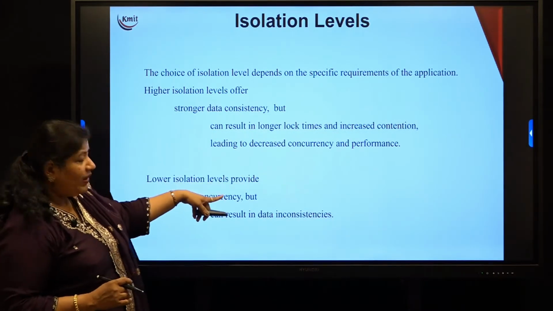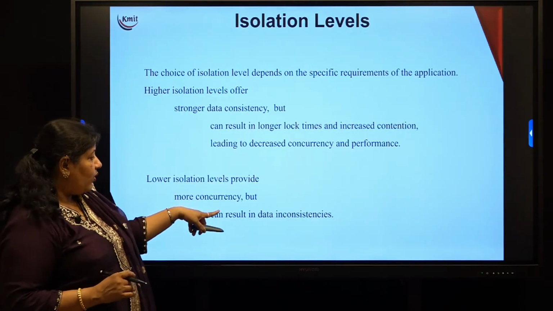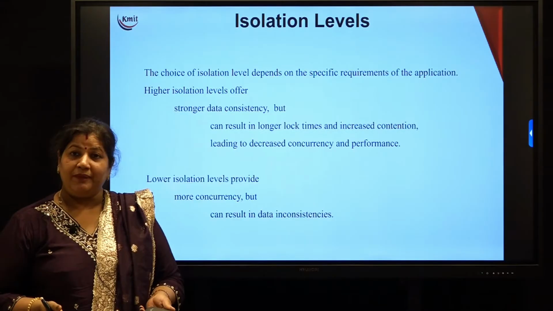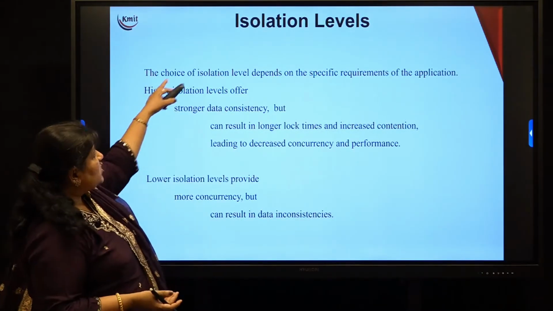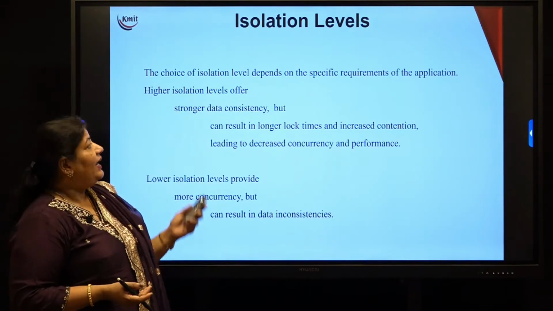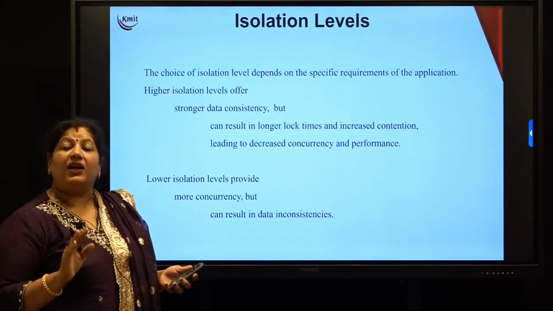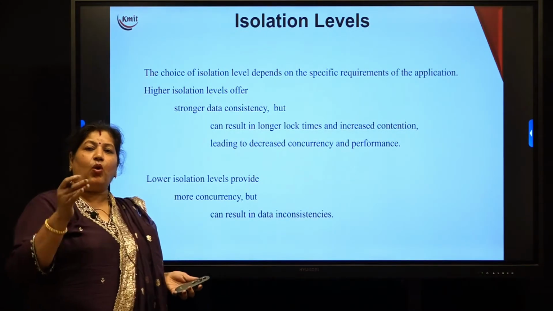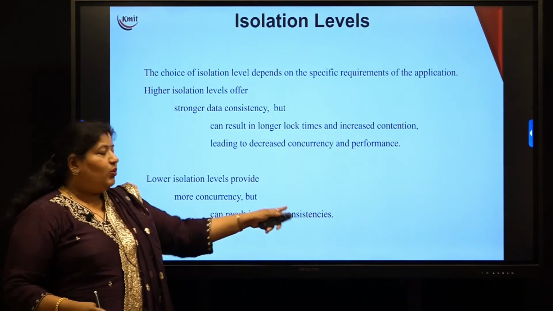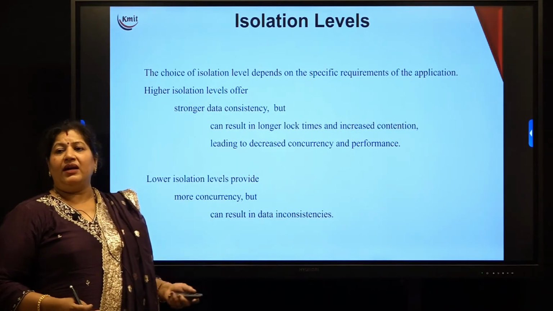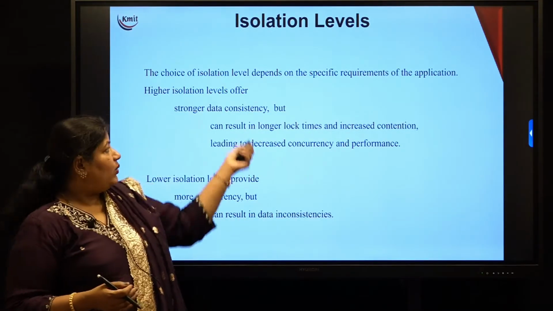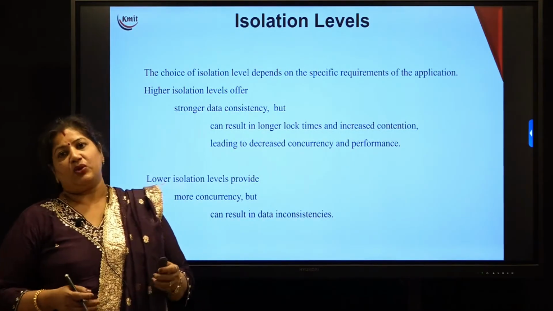Whereas a lower level may provide you more concurrency, but data inconsistencies may also come in. So that is why the choice of isolation level depends upon the specific requirement of the application. What kind of application and what kind of implication you will have based on your data reversals. So you have to take that into account and take a decision based on that.